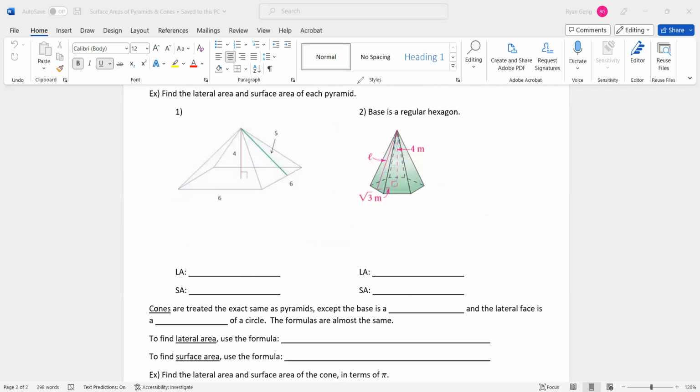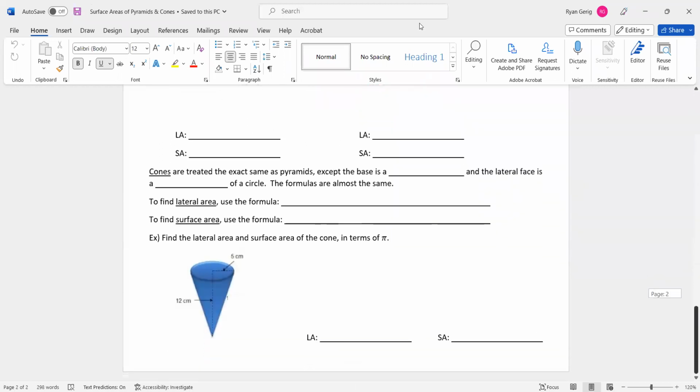Okay, cones. I'm going to spend the last 2 minutes talking about cones, and maybe a little bit more, 2.5. Okay, cones are treated the exact same as pyramids, except the base is a circle. And the lateral face is a sector of a circle. The formulas are almost the same. So again, the lateral area of a pyramid was 1/2 PL, where P was the perimeter of the base. Well, the perimeter of the base, being a circle, would be 2 pi r times L.